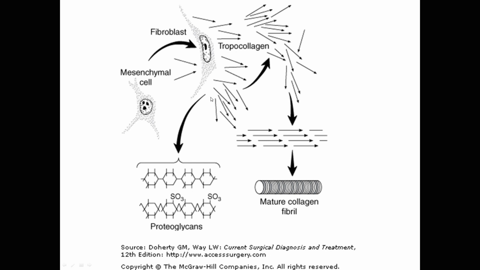Long filament formation follows from the tropocollagen, and thicker collagen fibers are produced later. Collagen fiber bundles, this is the end stage, together with cross-linking with newly formed collagen fibers. This cross-linking will increase the tensile strength.